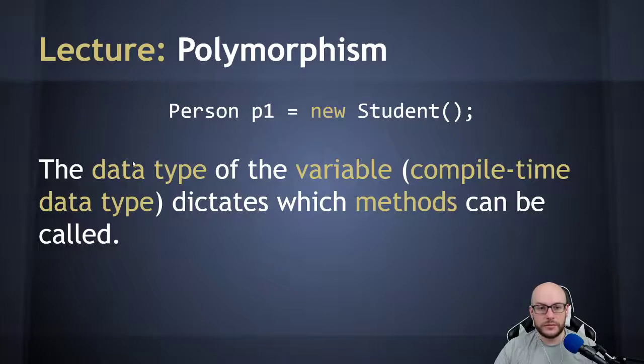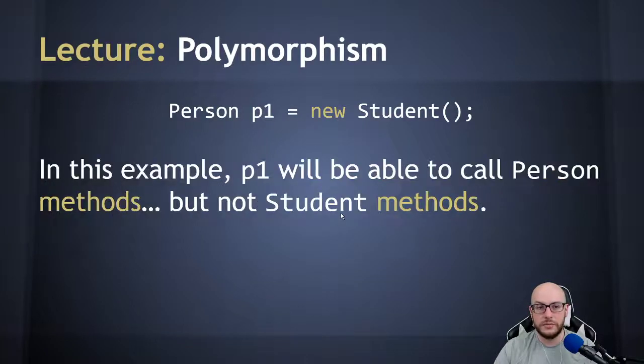So, the data type of the variable, the compile time data type, dictates which methods can be called. There are implications with this, other than it just being cute. The data type of the variable, I'm talking about this thing over here, right? The data type of P1 is person. The compile time data type is person. That is going to dictate which methods can be called. In this example, P1 will be able to call person methods, but not student methods.